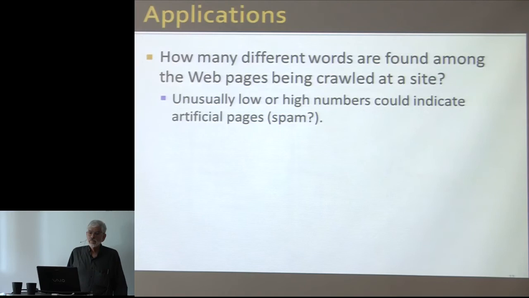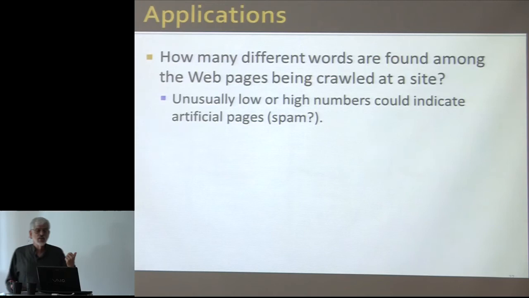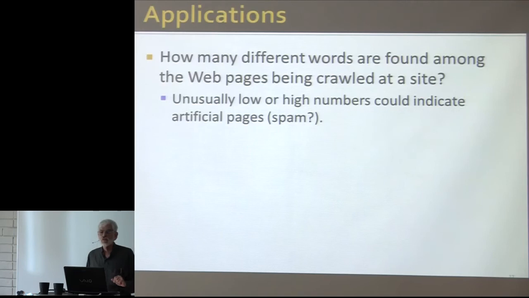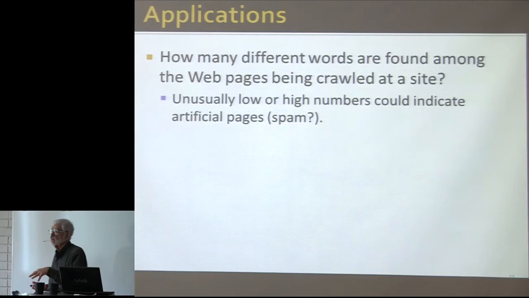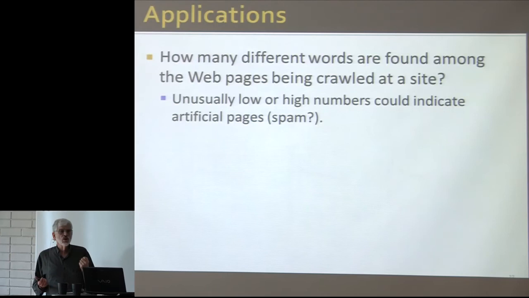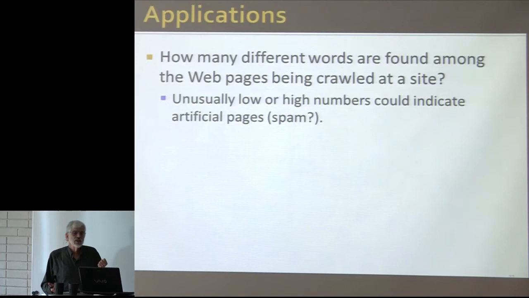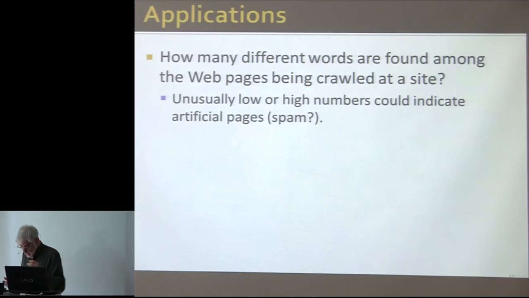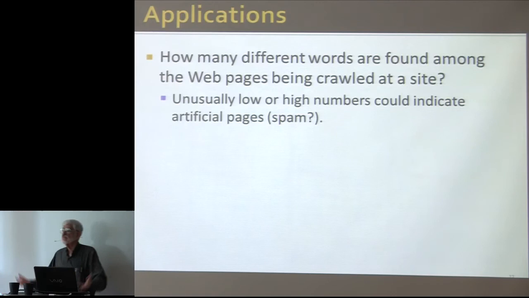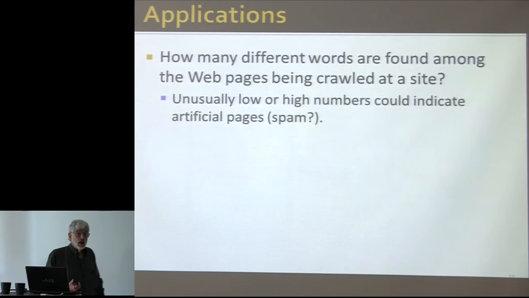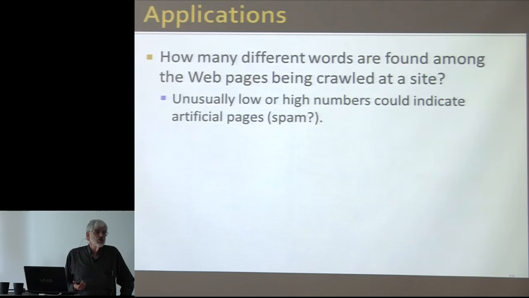Just to give you a few examples of how this can be used, suppose I'm crawling the web. When I reach a site, I might want to know whether or not this is a site that has been set up as some sort of a fake. And we're going to talk tomorrow about combating link spam and how link spammers will set up sites of fake pages. Well, what's an easy way to set up a site with a million fake pages? Just take some page from somewhere and duplicate it a million times.